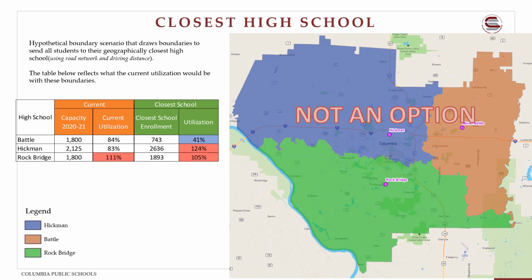Here is the same exercise, but for high schools. As you can see here, Battle would be at 41%, Hickman at 124%, and Rockbridge at 105%. Hickman, the boundary would be in the blue, Rockbridge in the green, and Battle in that brown color. Again, this is not an option. This is just showing what the utilization would look like at each school if every student attended his or her closest school.